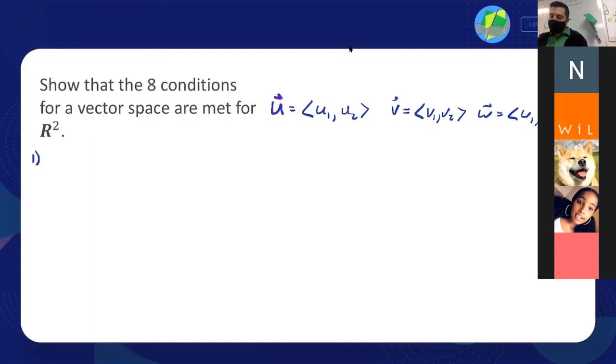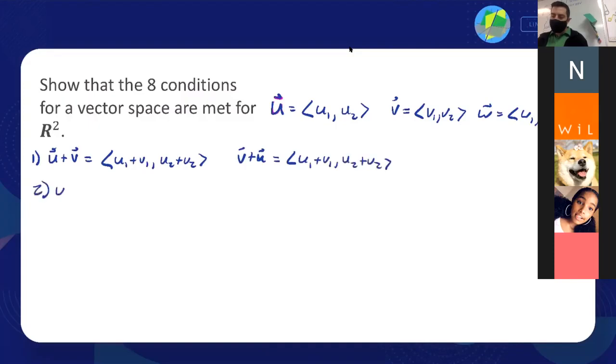So you would literally go through and say, what would I get when I do U plus V? I get U1 plus V1, U2 plus V2. Well, what would happen if I did V plus U? I would get the same thing. And then 2, what would happen if I did U plus V plus W in this order, and then in the other grouping? And show that they'd be the same. You would just go through the 8 properties and make sure that they all work. They should all work in things like R2 and R3 with normal addition and normal scalar multiplication. That's all you'd be doing, going through and making sure that they all are true.